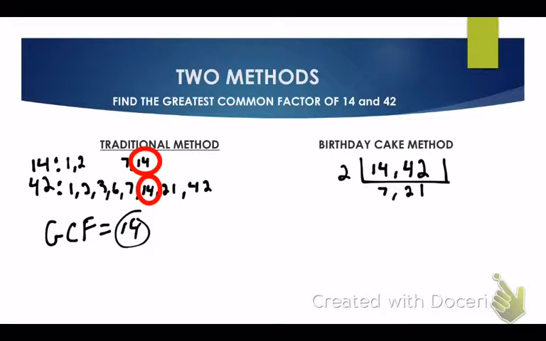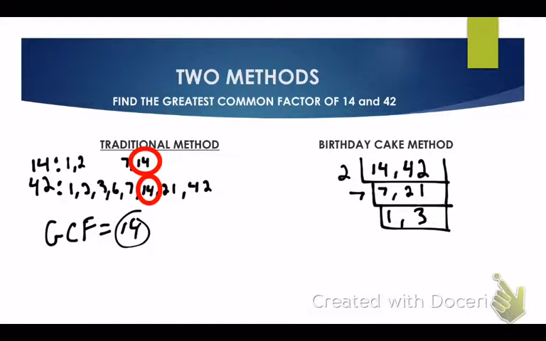Now, does something go into 7 and 21? Well, yeah, I think there's a common factor for both of those. I think 7 goes into both of them. So I'd put 7 on the side of my birthday cake. And how many times does 7 go into 7? Well, 1. And how many times does 7 go into 21? Well, 3 times. And hey, look at that. There's my birthday cake. And 1 and 3.